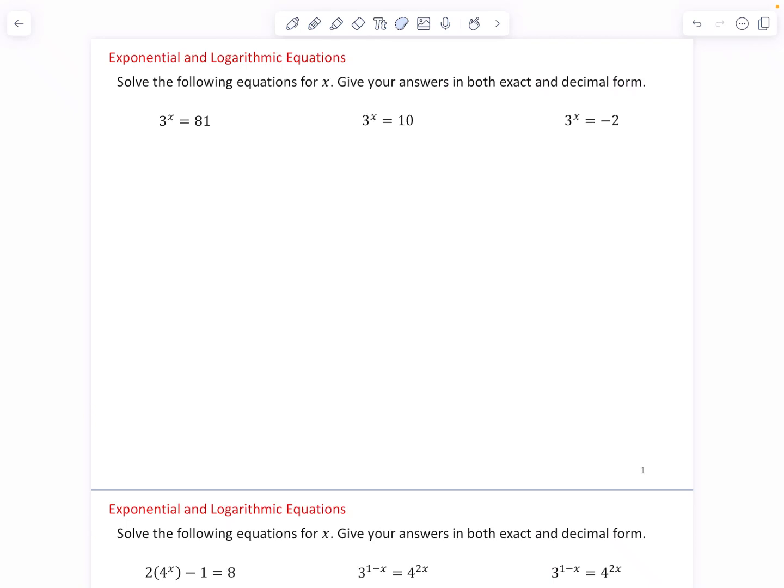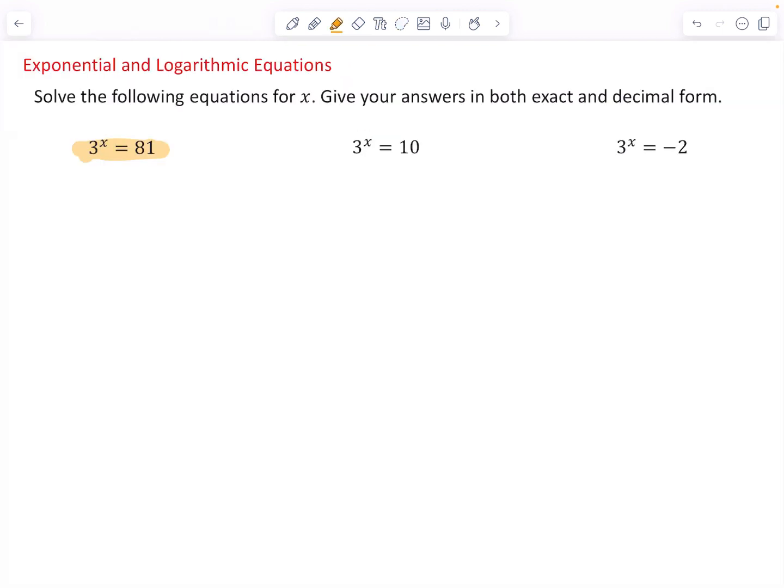Hello students, this lesson is on exponential and logarithmic equations. Solve the following equations for x. Give your answers in both exact and decimal form. So in this first case, we are looking for the value of x that makes this equation true.